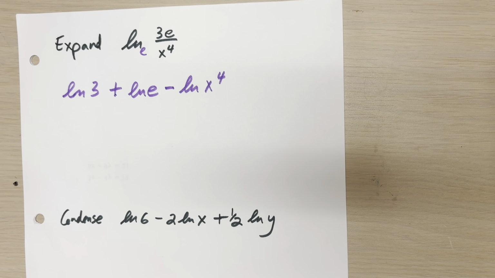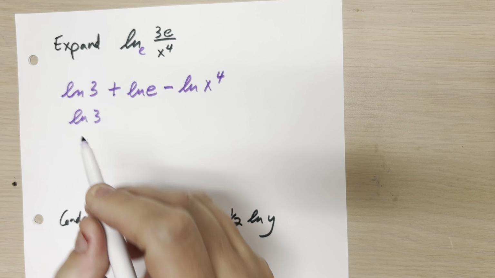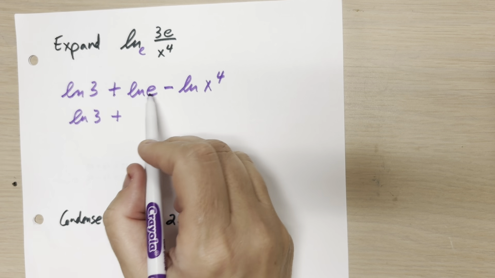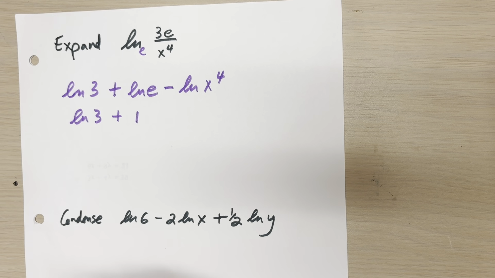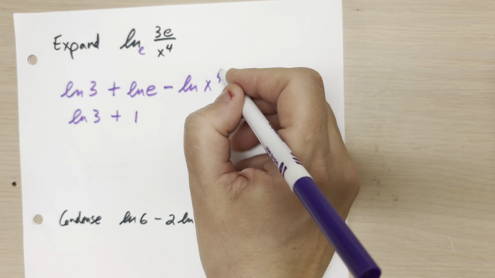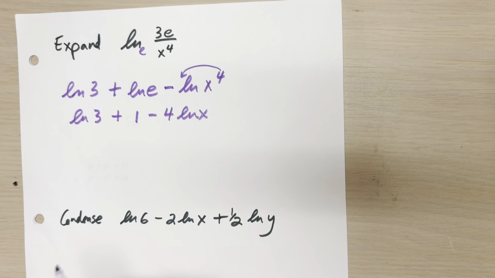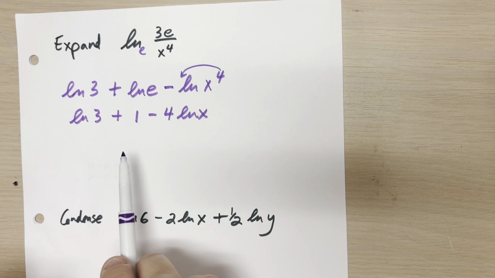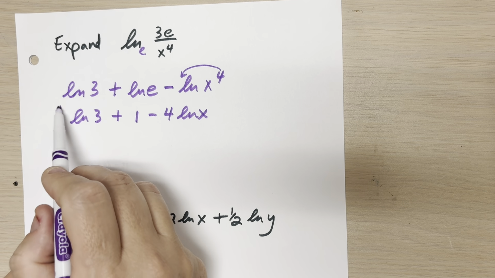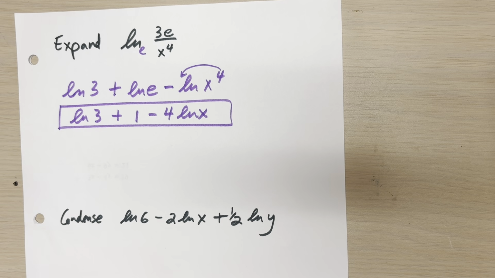Once you've got it split, see if there's anything else you need to do. ln 3, that's a decimal, leave it alone. Ooh, ln e is 1. How do you like that? 4 is an exponent and it needs to come down in front. Minus 4 ln x. That's it. The order doesn't matter. Some people don't like this 1 in the middle. There's really no standard form when it comes to these logs. It's not a big deal. Okay.